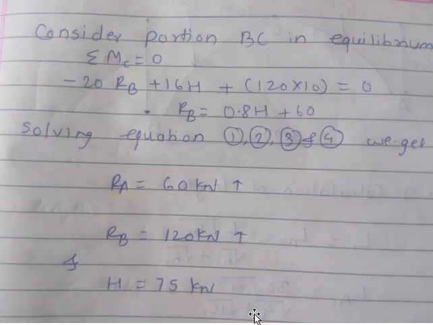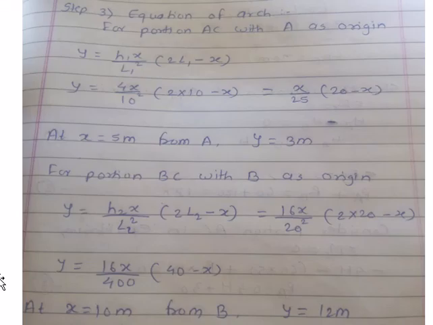Then next consider the portion BC, assuming this BC portion is in equilibrium. Take the moment at point C. Similarly, you can write the equation for the bending moment at C equal to 0. You will get the final equation RB is equal to 0.8 H plus 60, which is equation number 4. So we have to solve all these 4 equations. You will get RA is equal to 60 kilonewton, RB is equal to 120 kilonewton, and H is equal to 75 kilonewton. So this is the calculation of support reactions.